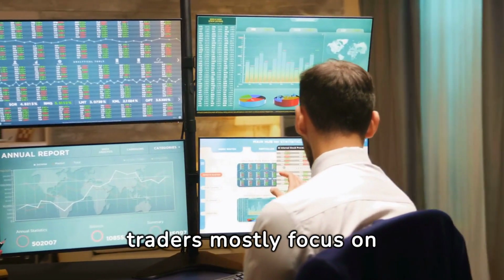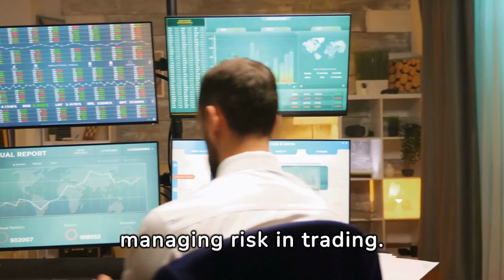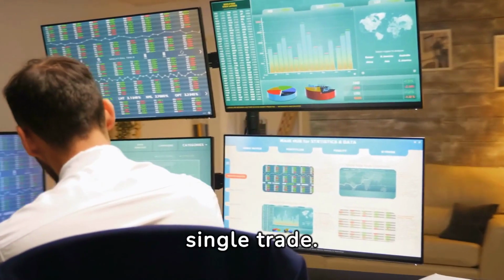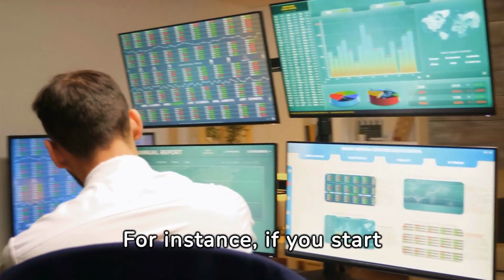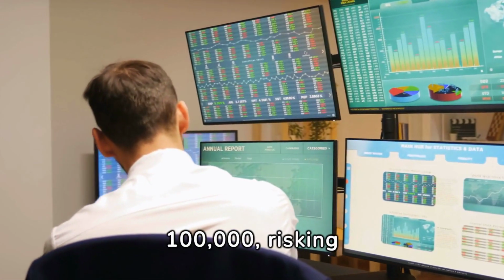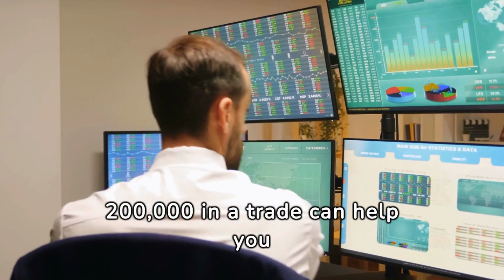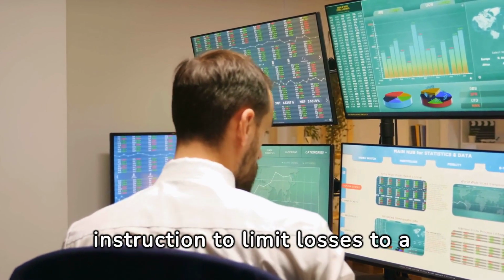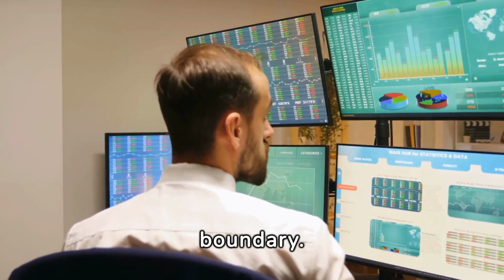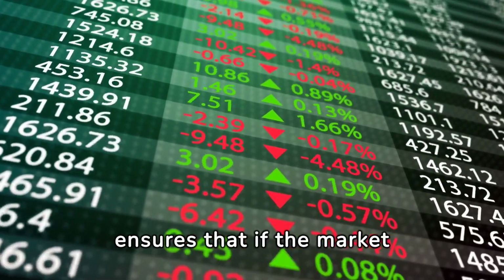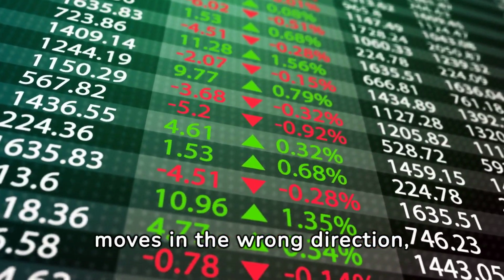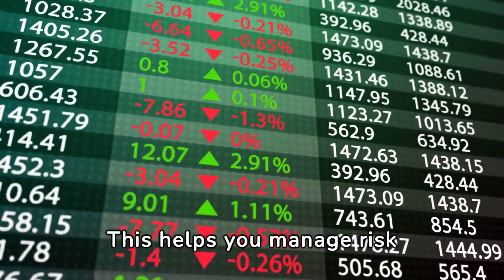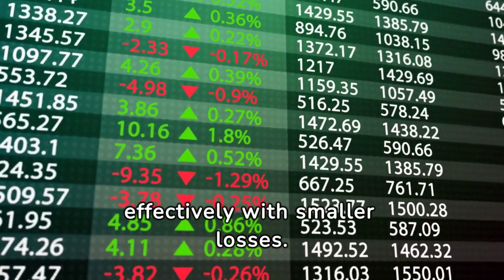Therefore, experienced traders mostly focus on managing risk in trading. Ideally, most traders do not take more than a 2% risk in a single trade. For instance, if you start trading with 100,000, risking 2,000 in a trade can help you avoid significant losses. You can set an instruction to limit losses to a specific amount, creating a boundary. Setting up such boundaries ensures that if the market moves in the wrong direction, your order is automatically placed, limiting the loss to a smaller amount. This helps you manage risk effectively with smaller losses.